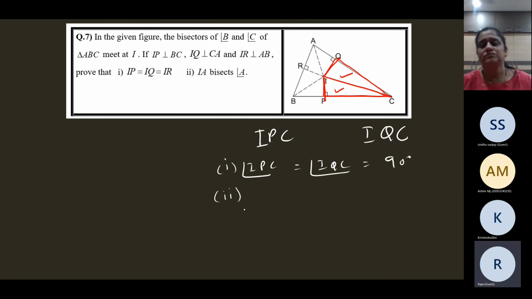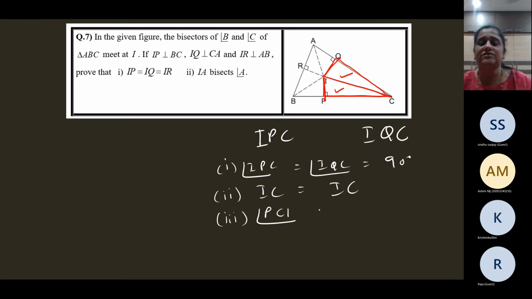IC is equal to IC, common side. Very good. Next one. Angle QCI is equal to angle PCI. Very good. Angle PCI is equal to angle QCI because angle C is bisected. We don't know what they measure, but they are equal. Very good. What's the congruence rule?